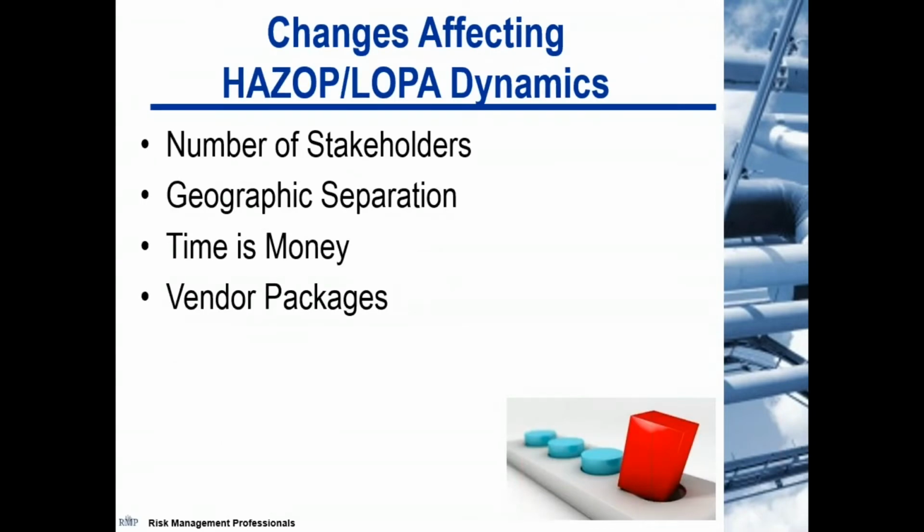So how are these changes affecting the dynamics of the PHA? Well, you've got more folks involved, so there's larger numbers of stakeholders that have to be involved in the PHA. They may be geographically separated. Also, any delays in a project means financial loss, and it can kill a project if things get delayed too much. Those sort of things mean that more people have to get together and communicate and collaborate on things. And also vendor packages. You need to make sure these things work together. You want to avoid having a vendor package that doesn't work with the rest of your process unit. You don't want a square peg in a round hole.